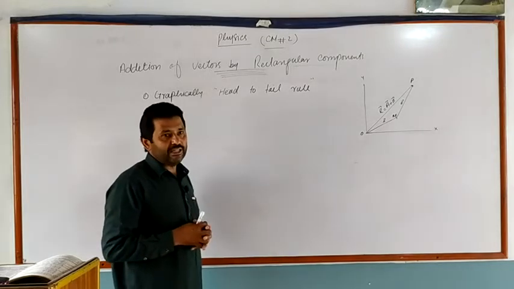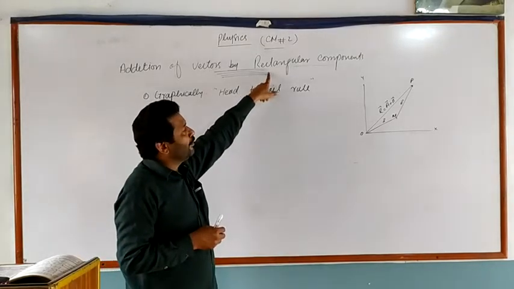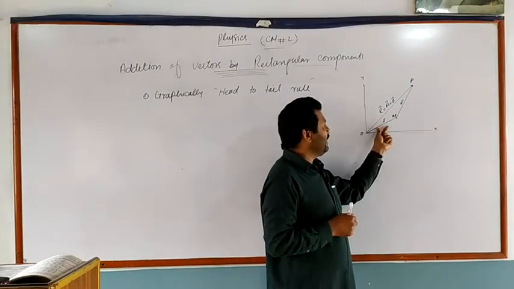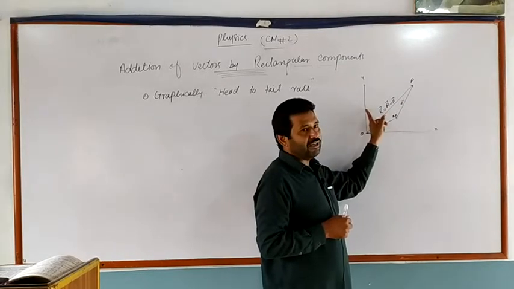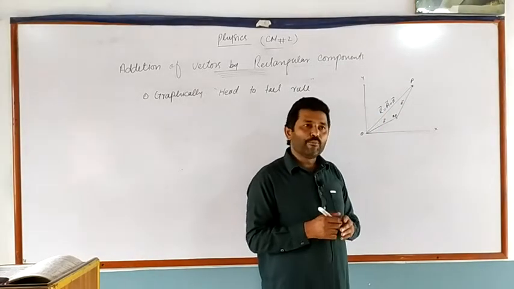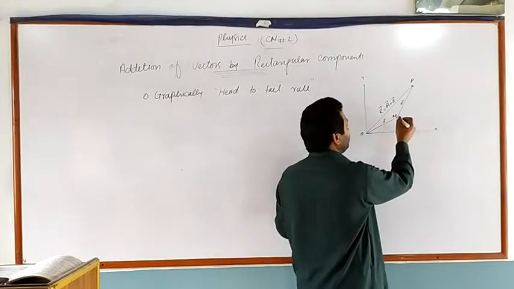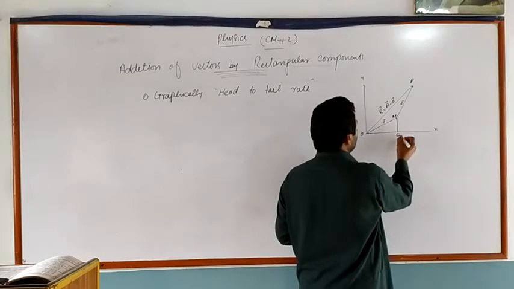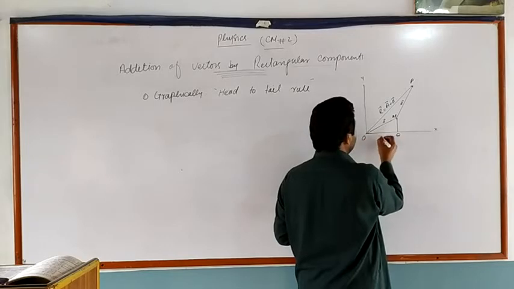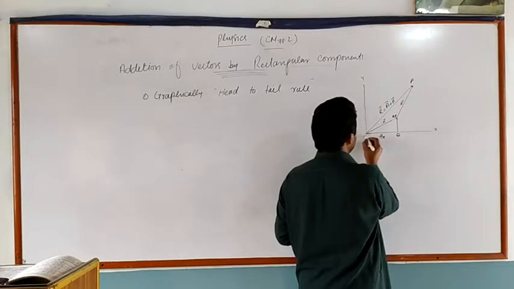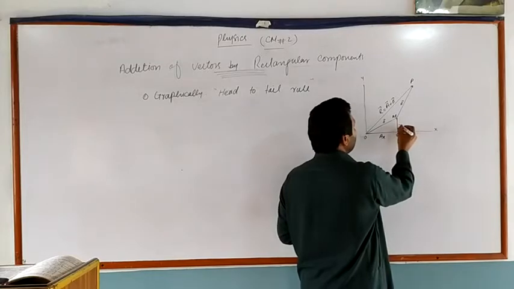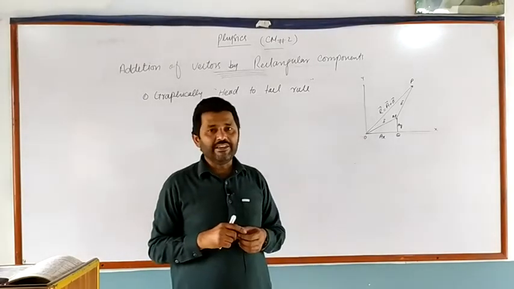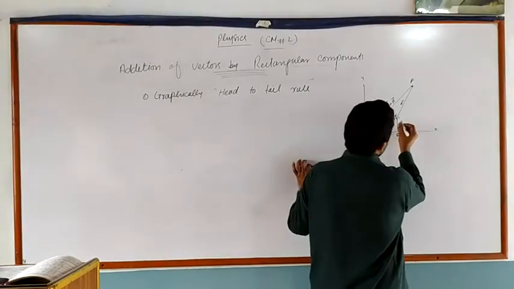We have to add these two vectors by the rectangular components method. First of all, we resolve these three vectors, vector A, vector B and resultant vector R, into their rectangular components. Drop a perpendicular from the head of vector A on the x-axis. So OQ is the x component of vector A, represented by Ax, and QP is the y component of vector A, represented by Ay. Similarly, this is the imaginary x-axis.